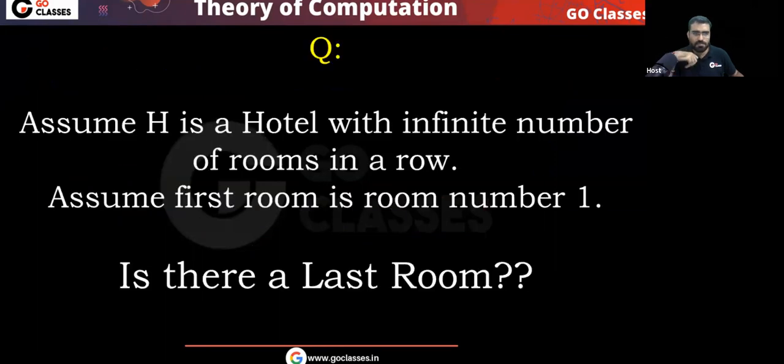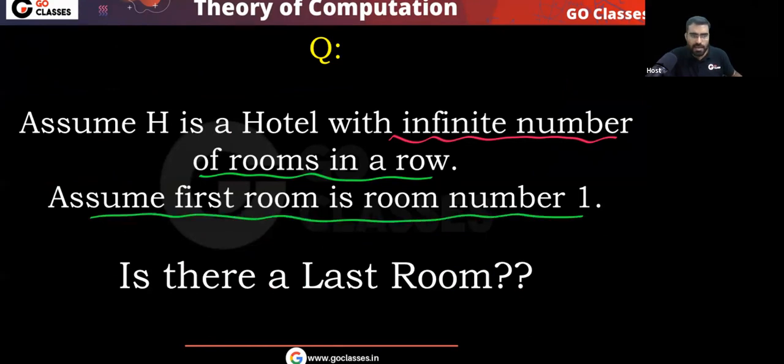Now let's see this. Tell me the answer for this question. Read this. Assume H is a hotel with an infinite number of rooms. Assume the first room is room number 1. Is there a last room in this hotel? The answer is no. There is no last room. Yes or no? Because you have an infinite number of rooms.